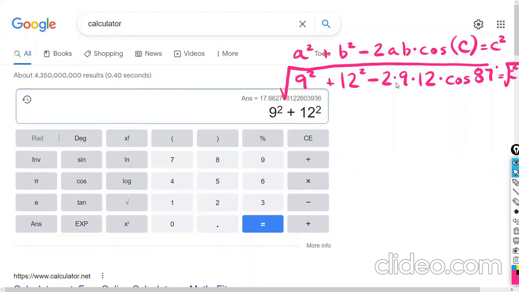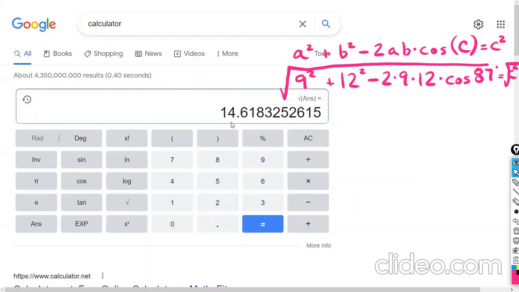9 squared plus 12 squared minus 2 times 9 times 12 times the cosine of 87. Okay, and you can close the parentheses right there. So you see right here, I have the same thing written under the square root. Click equals, and we're going to take the square root of that answer. This is the square root right here. ANS is the answer that we got. Close parentheses and click equals.